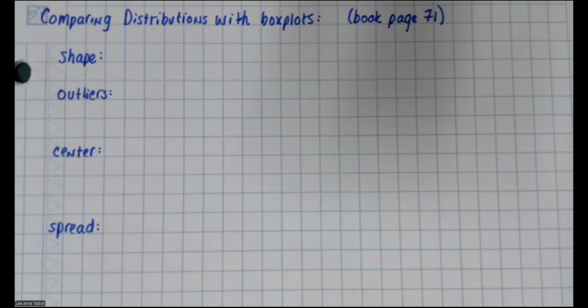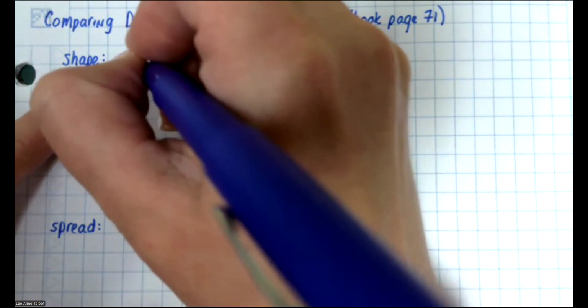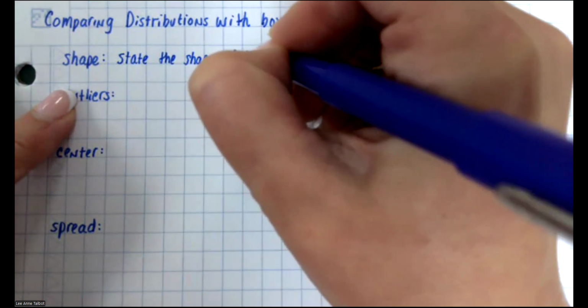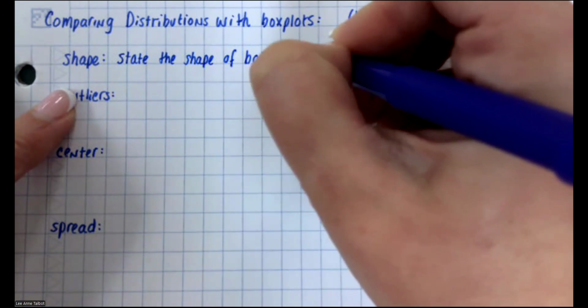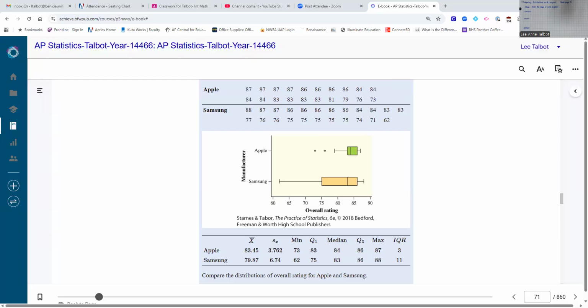When you compare 2 distributions, you're still going to do SOCS. You're just going to do it in a very specific way. For the shape, you're just going to state the shape of both box plots. In the case of the example that we were looking at, I would say a sentence something like both the box plot for Apple and Samsung are left skewed. And you can tell that they're left skewed because the tails and outliers are going to the left direction.